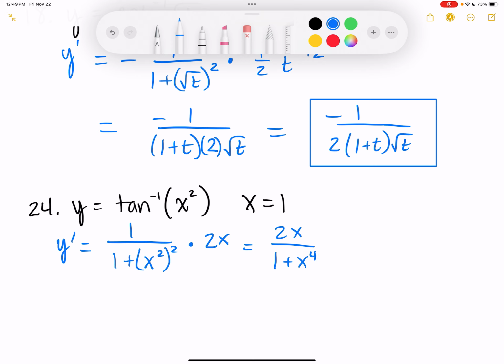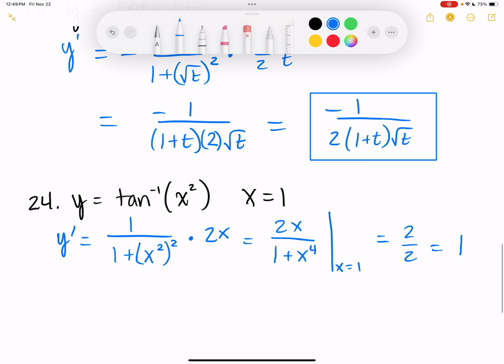And then evaluated for x equals 1. So when x is 1, what do I get? That's 2 times 1 over 1. So this is my, I don't know why I just boxed that. That's the slope. Now, I have slope, but I need a point. How do I find the point? Plug in 1 for x. Plug in 1 for x.